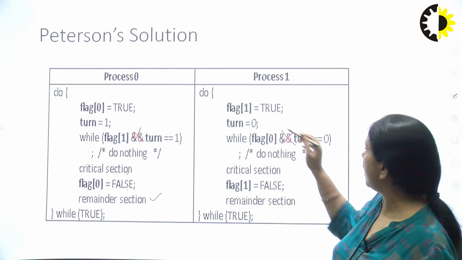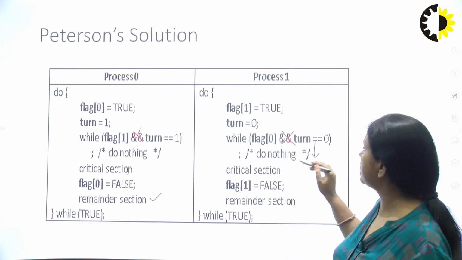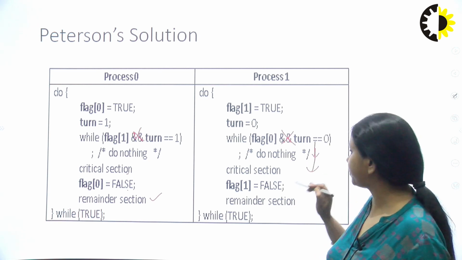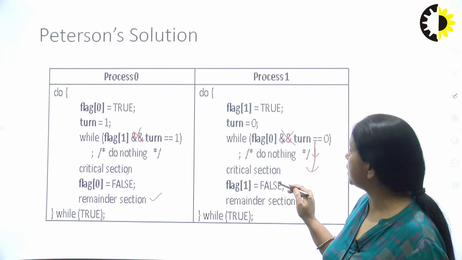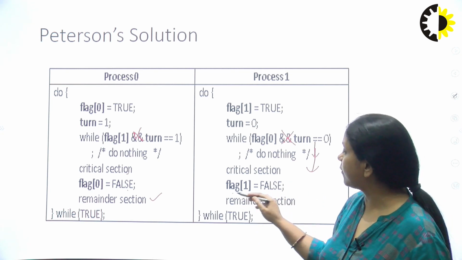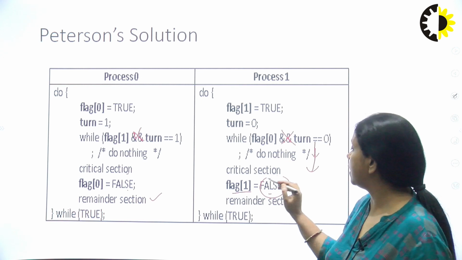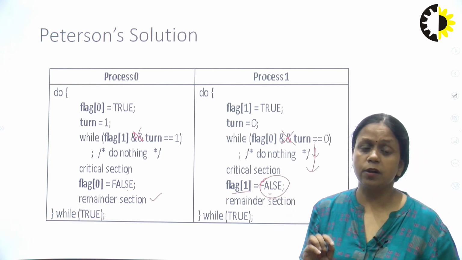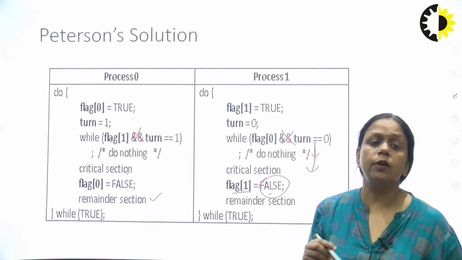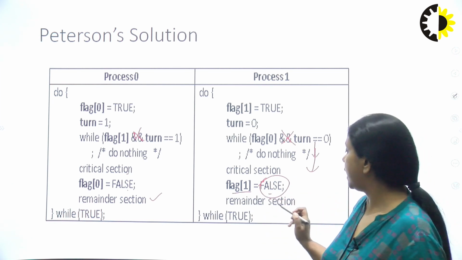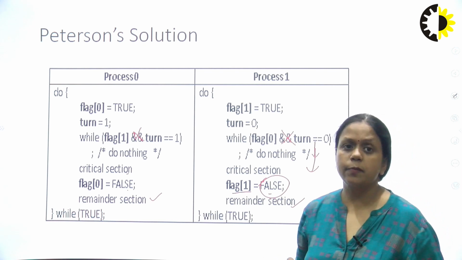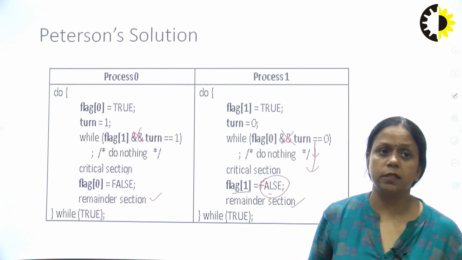Then only process 1 will come to its critical section, and it will execute its critical section. After the execution of its critical section, the flag value will be false. This is the exit section, because now it doesn't want to enter the critical section. That's why the value of flag 1 will be false, and then it will execute its remainder section. So this is the Peterson solution.